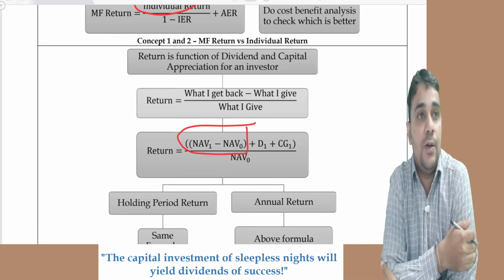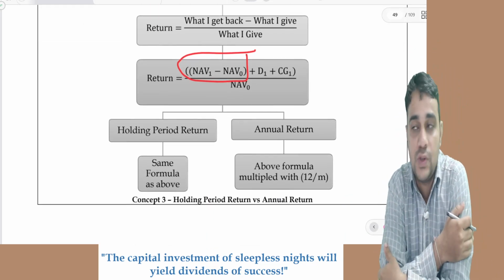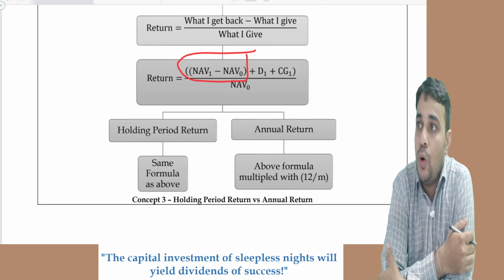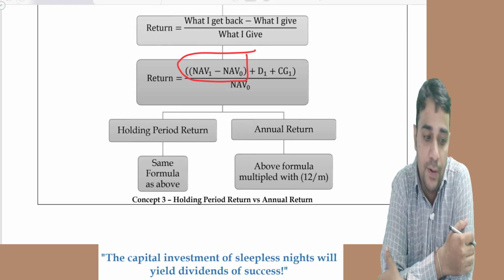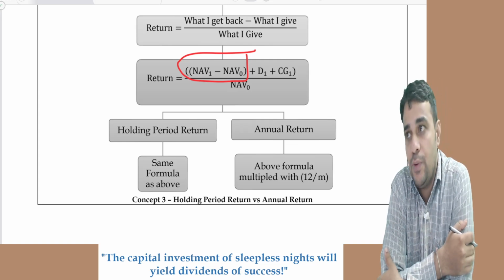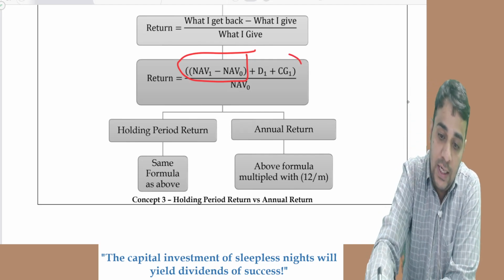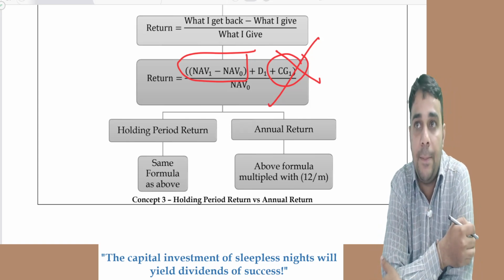NAV1 minus NAV0. What is NAV1? It is the closing NAV minus the opening NAV. There is a closing NAV of a mutual fund and there's an opening NAV of the mutual fund. Closing NAV minus the opening NAV. NAV1 minus NAV0. Along with that, there is a D1 which is called dividend and there's a CG1 which is called capital gain one. CG1 does not mean capital appreciation. You will unnecessarily confuse yourself with capital appreciation.